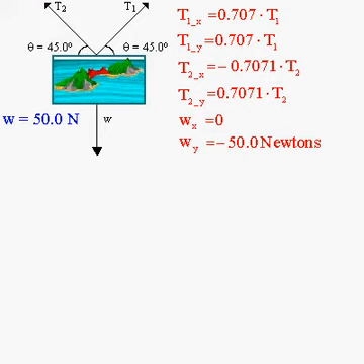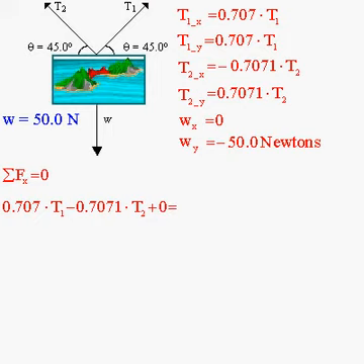Now we have to make sure that these x and y components all sum to 0. Let's start by looking in the x dimension. The sum of all forces in the x dimension has to equal 0. Well, T1x is 0.707 times T1. T2x is negative 0.7071 times T2. And Wx is 0. All three of those forces have to add to 0. So here we have an equation, but unfortunately there are two unknowns. We don't know T1 or T2.